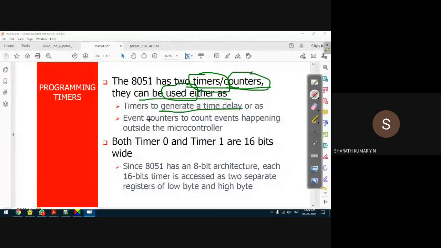Very simple. So these timers are basically intended to generate a time delay, or they are also used as event counters to count events happening outside the microcontroller.